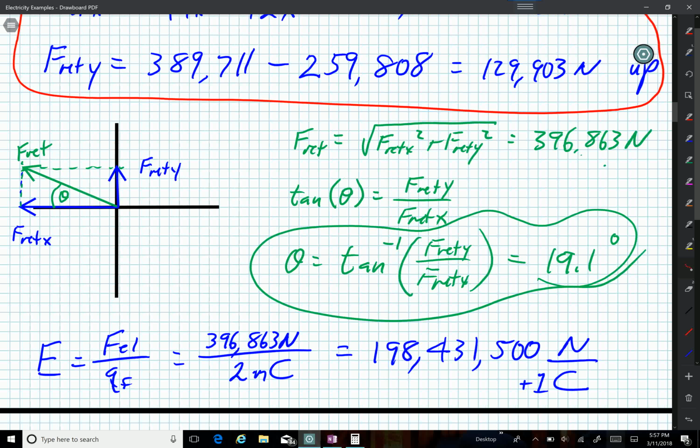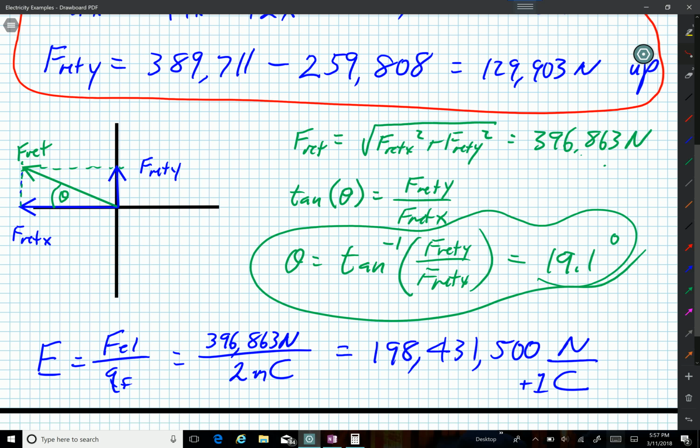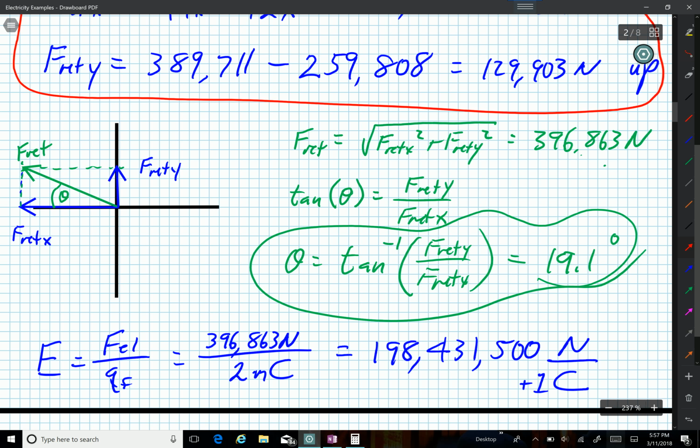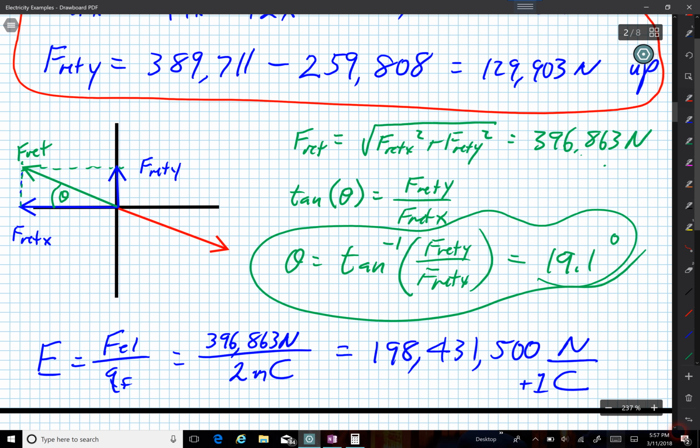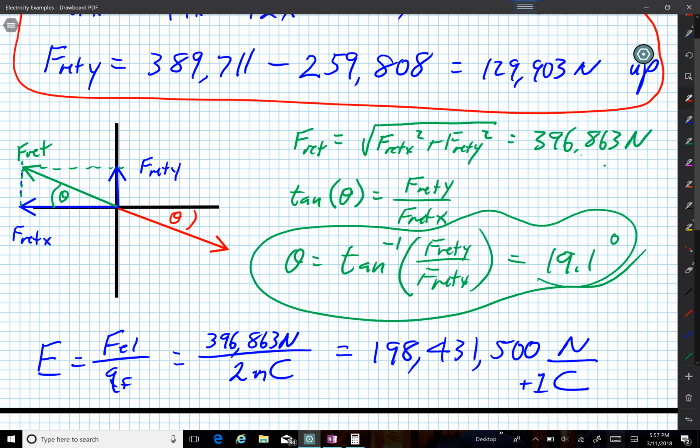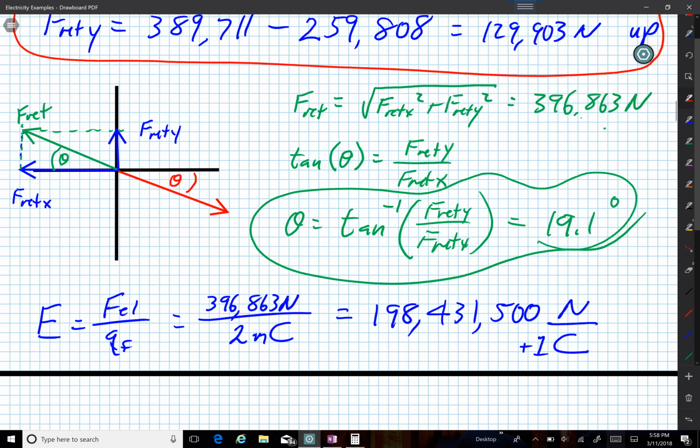And as a matter of fact, it's just that simple. I just make 180 degrees, and this is the same theta, okay? But it's down and to the right because an electric field is the force on a positive charge. A positive charge, okay?